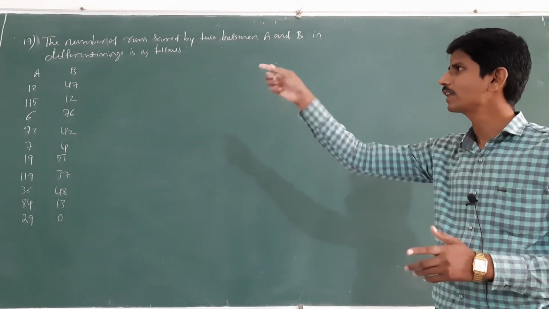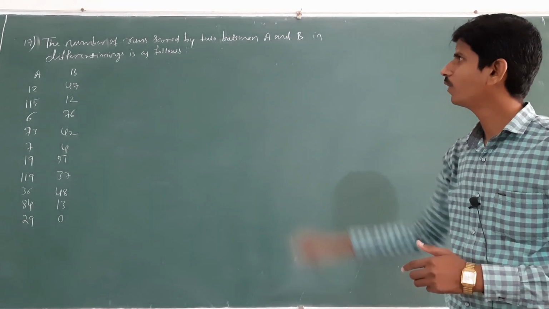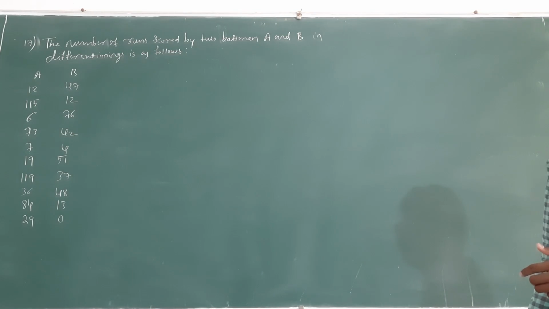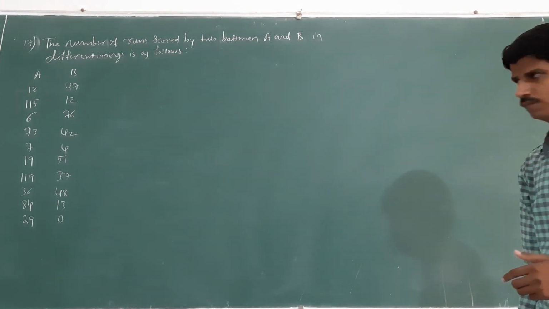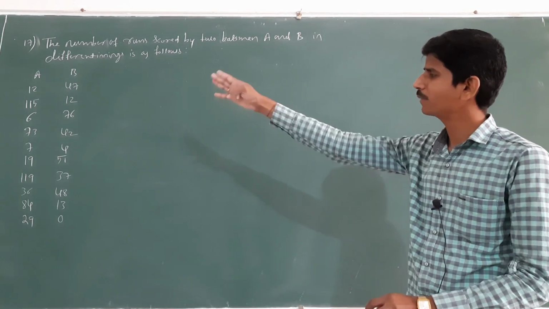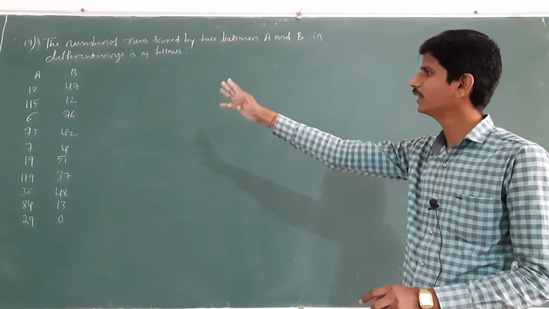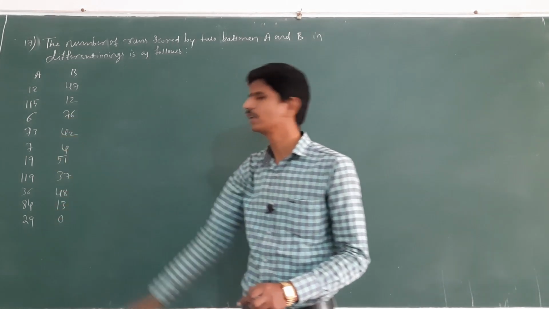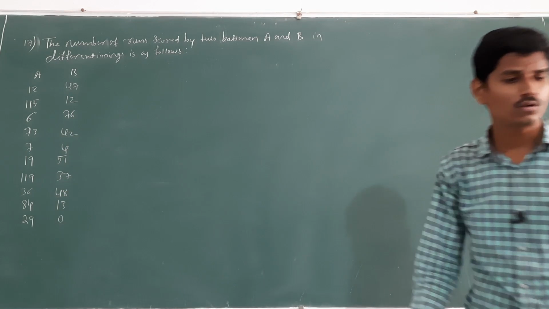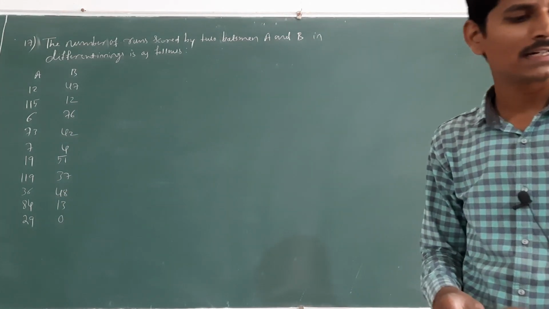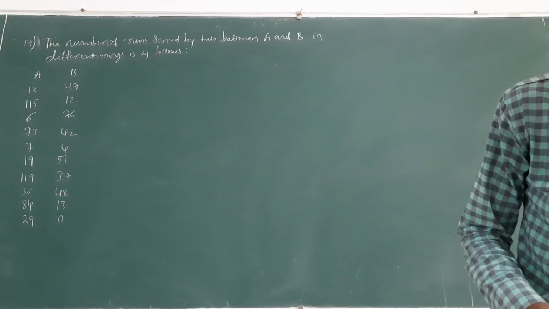Here the 17th problem is: the number of runs scored by two batsmen A and B in different innings is as follows. They are given the batsman A runs and batsman B runs. There are totally 10 innings. Here you have to find who is the better run scorer, and who is more consistent.